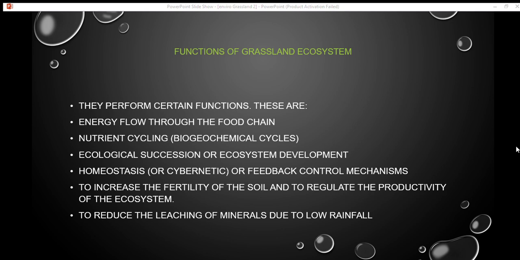And that's all I have to tell you on how grasslands work and places where you can find them.